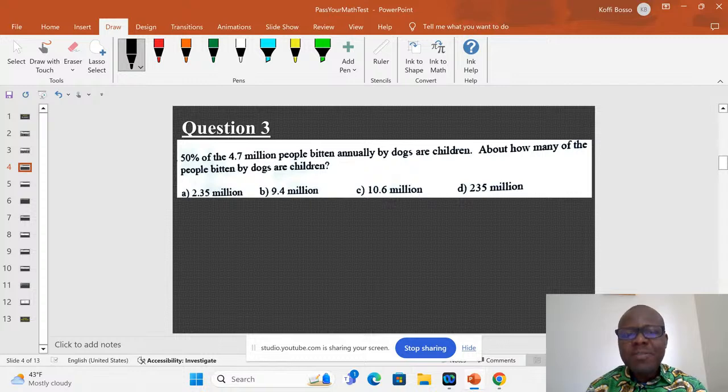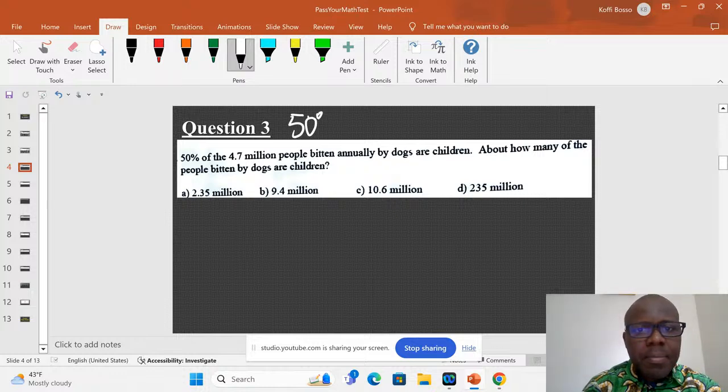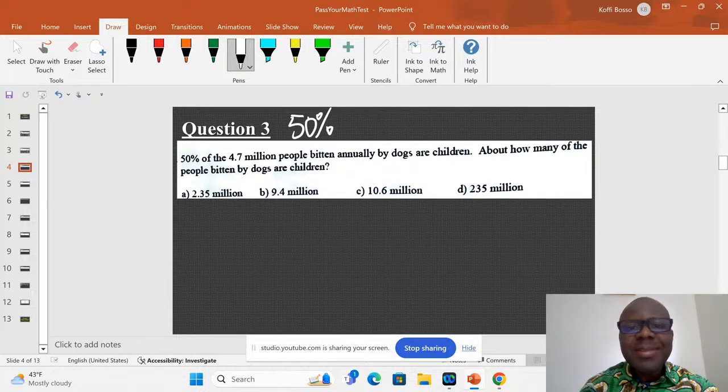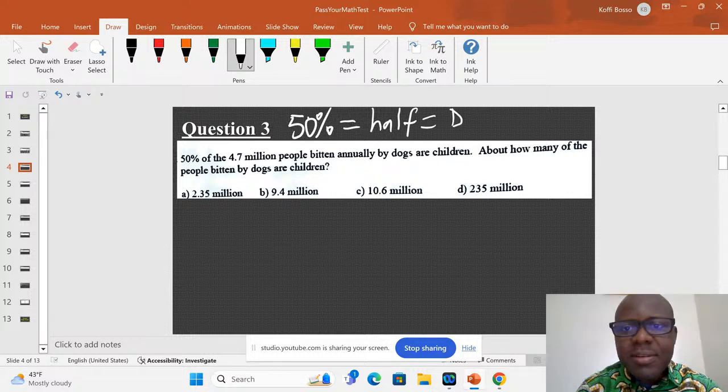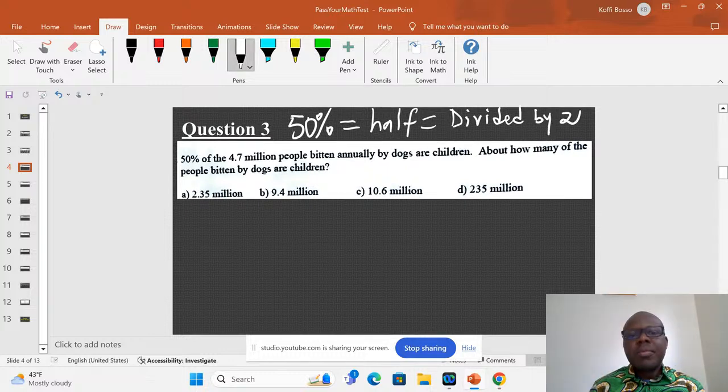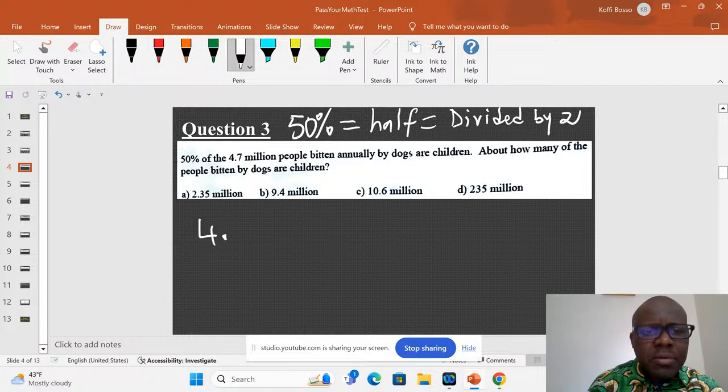What is important here is to understand that 50%. When they say 50%, it means half. It's like we usually say, we want to share this 50-50. So half, and that half means divided by 2. So this question is not to do anything complicated. Just take 4.7 divided by 2.